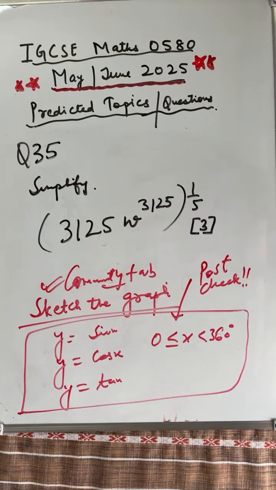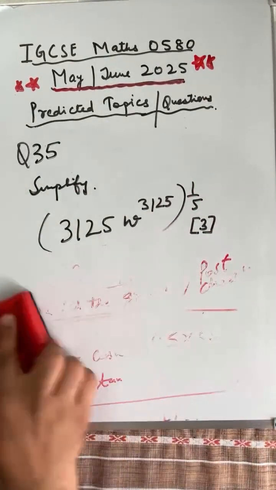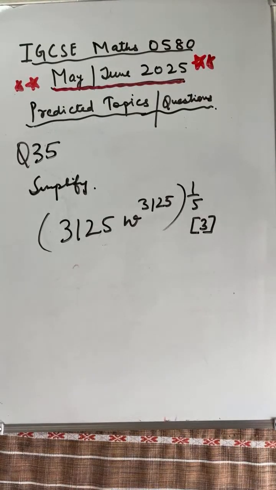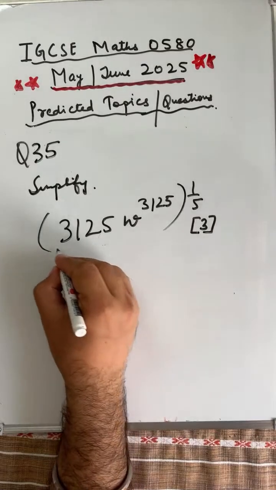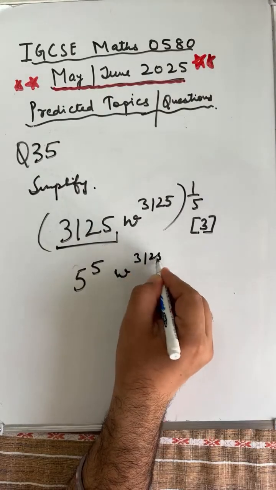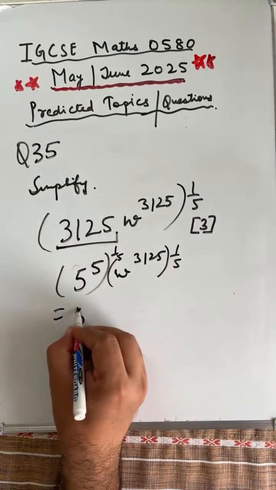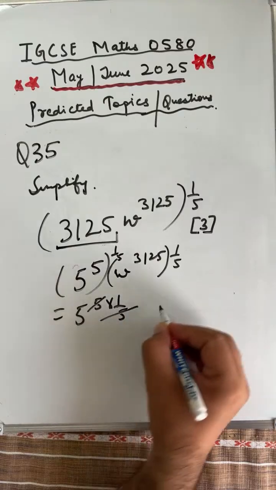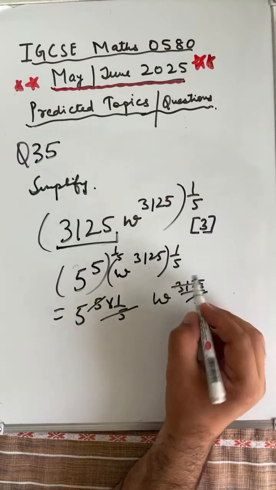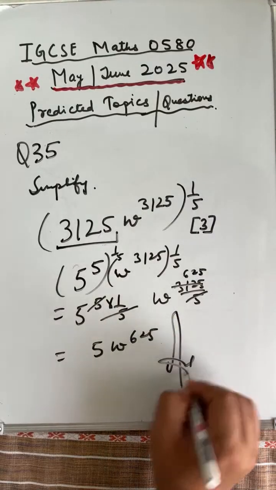Okay, now anybody else who has solved this question: (3125) whole power 1 by 5? Now let me solve this. Now 3125 is 5 power 5. So 5 power 5, whole power 1 by 5. This will be 5 power 5 times 1 by 5. This cancels, so 3125 upon 5. So 625 will be the correct answer.